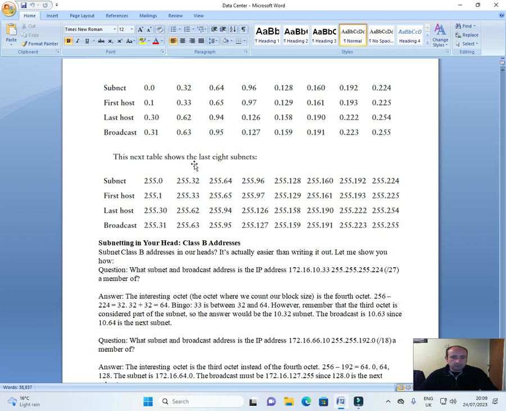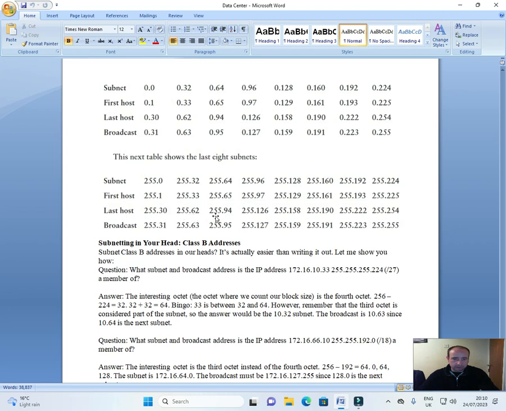The next table shows the last 8 subnets. Subnet: 255.0, 255.32, 255.64, 255.96, 255.128, 255.160, 255.192, 255.224. First host: 255.1, 255.33, 255.65, 255.97, 255.129, 255.161, 255.193, 255.225.